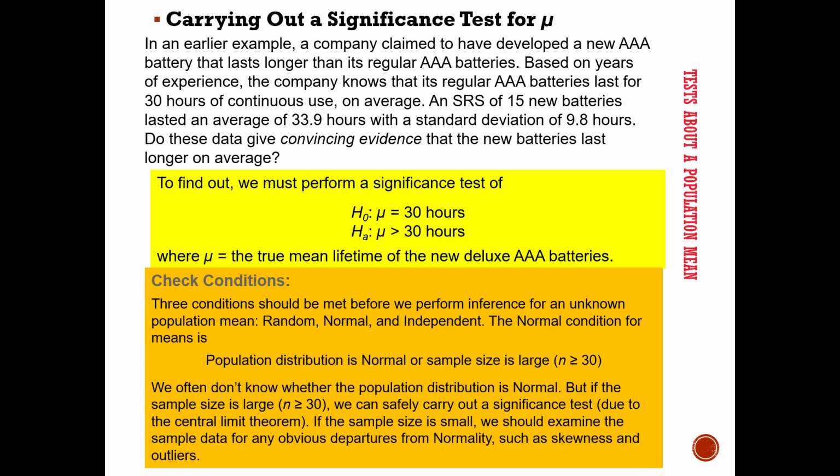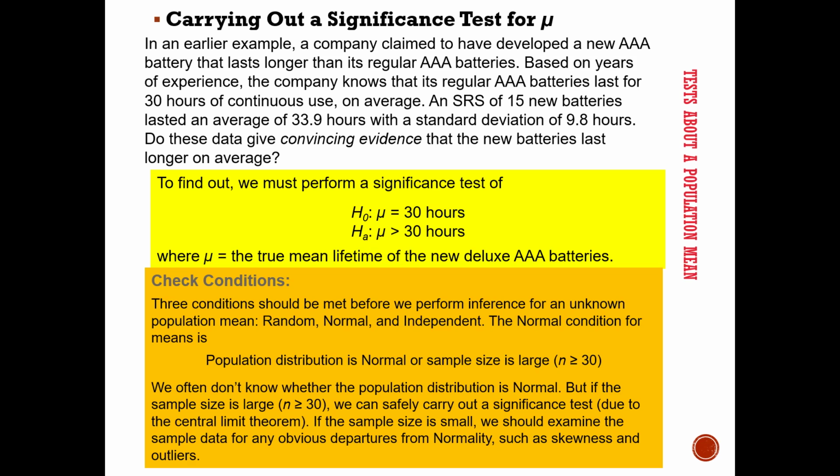So obviously, as always, we have to check our three conditions. Those are random, normal, and independent. The normal condition in this one is a little tricky. The population distribution needs to be normal, or the sample size needs to be bigger than 30. I think Nick told us last time that the central limit theorem is the reason that n needs to be greater than 30. We don't know.